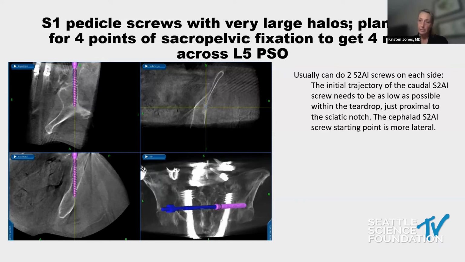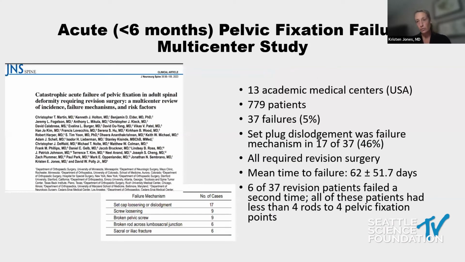And we usually span that up to a dual-headed screw, depending on what the level of the PSO is, at the level above that, for a 4-rod construct across the 3-column osteotomy site, hooked into 4 points of pelvic fixation for enhanced stability. One of the reasons I think that's really important is we had noticed what we considered a very high rate of failure of pelvic fixation. And pelvic fixation doesn't pull out.